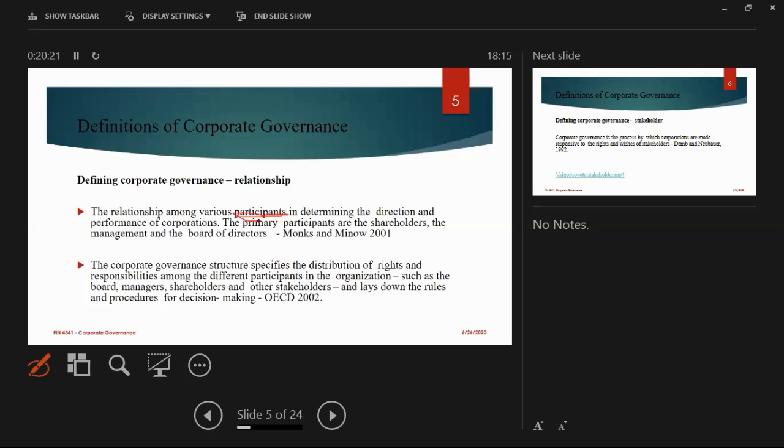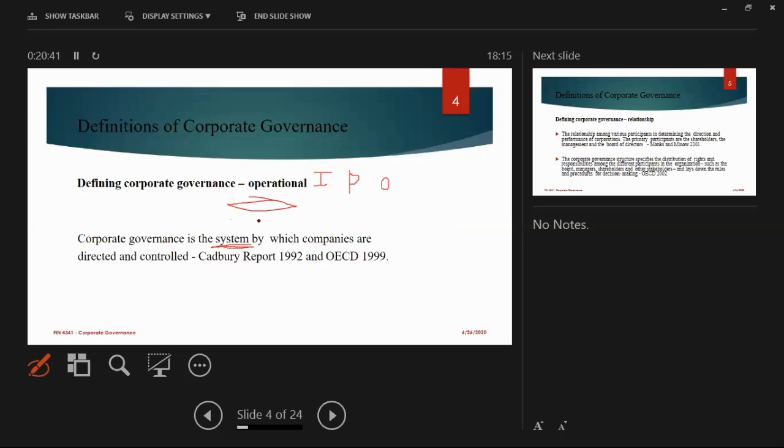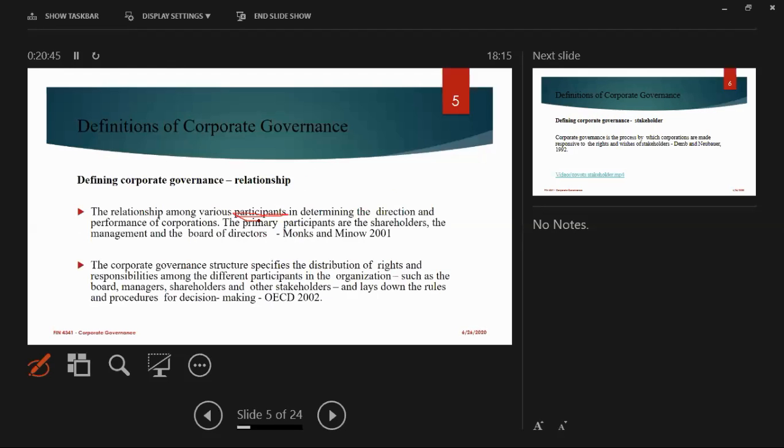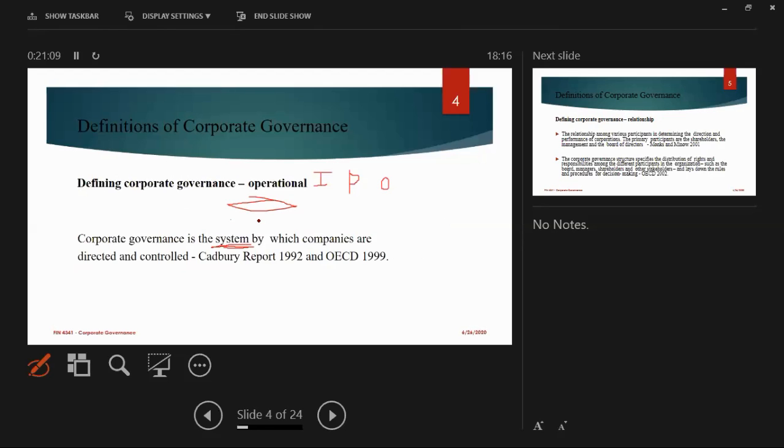It's further explained by the second definition. Corporate governance structure specifies distribution of rights and responsibilities among different participants in the organization, board, management, and the shareholders. So if we compare the previous slide, operational slide, and the relationship slide, in the relationship definition, we can say this perspective strengthens the operational perspective. This relationship perspective strengthens the operational perspective. Operational perspective එක තව ටිකක් ශක්තිමත් කරනවා. Operational perspective එකේ මේ participants ලා ඉන්න කට්ටියව හරියට explain කරන්නේ නැහැ. ඒගොල්ලෝ කියන්නේ company එක direct කරන්න control කරන්න system එක තමයි corporate governance කියන්නේ.